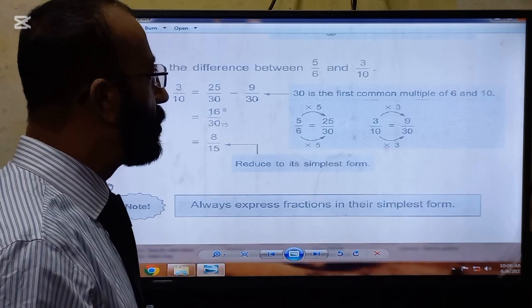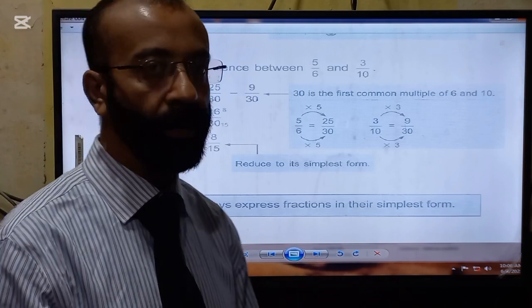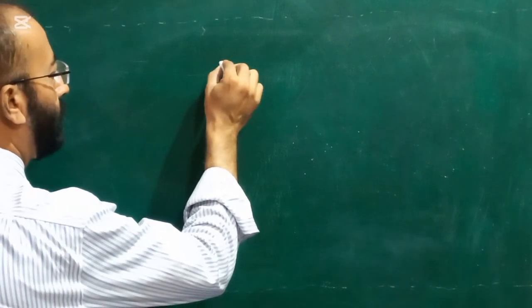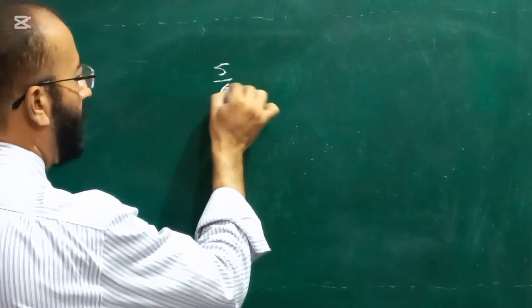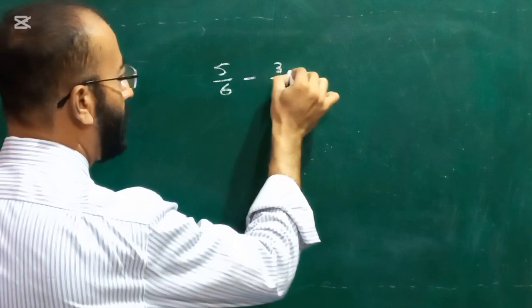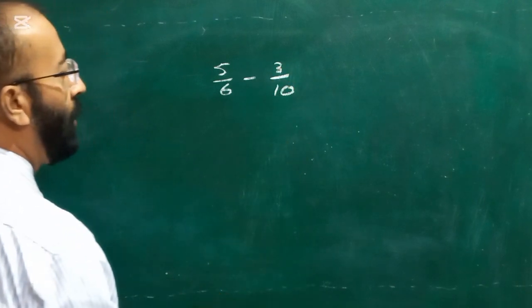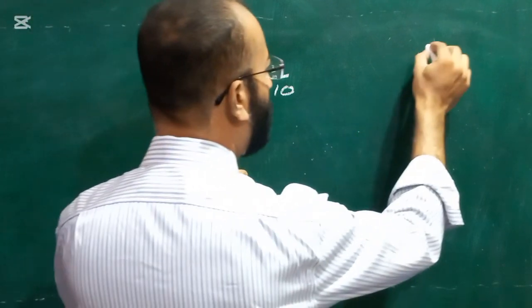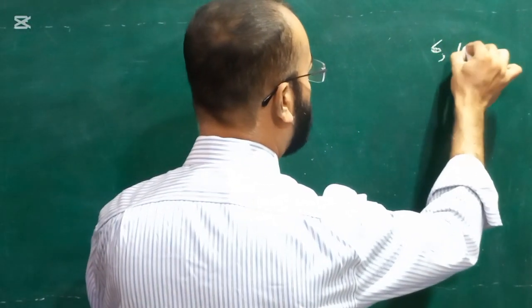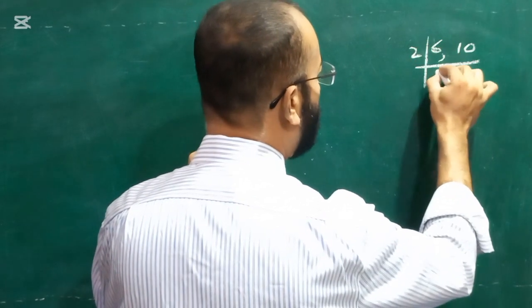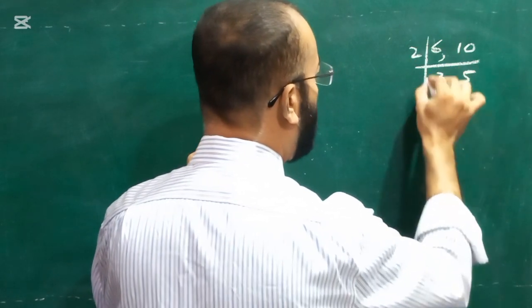So now we are going to solve the same question through the second method. So the question is 5 by 6 minus 3 by 10. First we will take the LCM of the denominators of the two fractions. So 6 and 10. These two numbers come in the table of 2. So 2 3s are 6, 2 5s are 10.